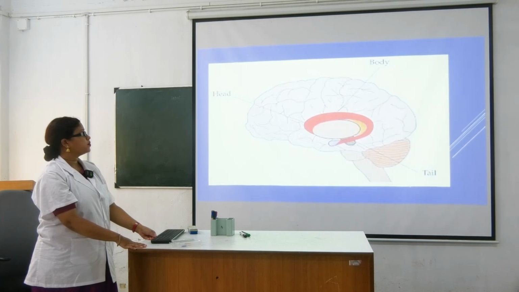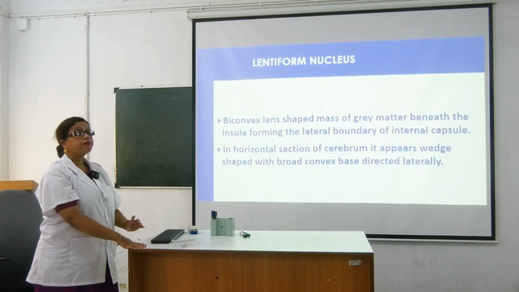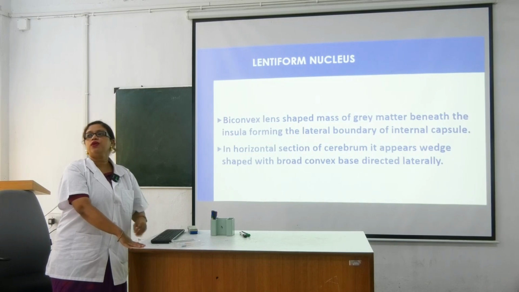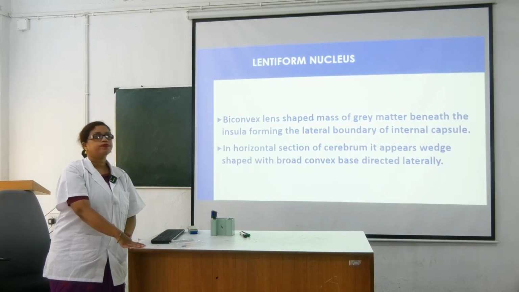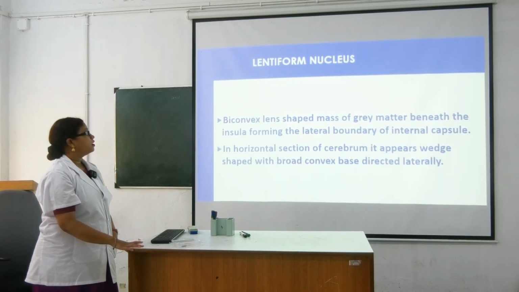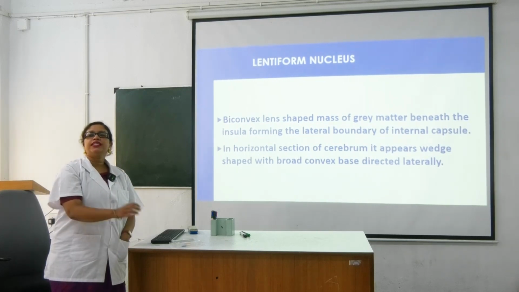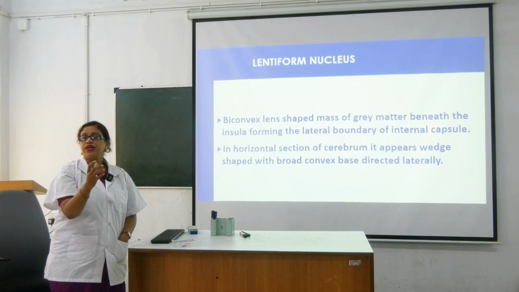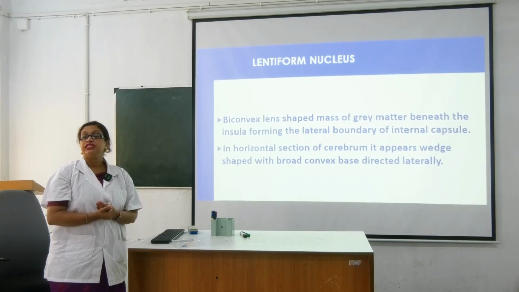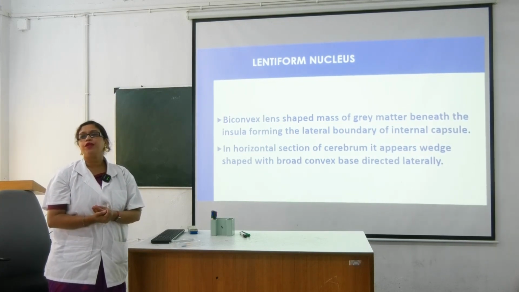So this is the same picture again. Now coming to the lentiform nucleus. Write it down, the lentiform nucleus. It is a biconvex lens. But where is it present? Just beneath the insula. Now tell me, what is the insula?